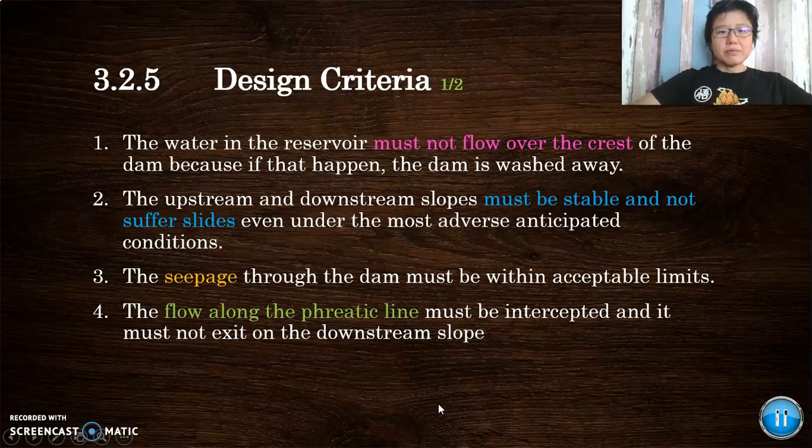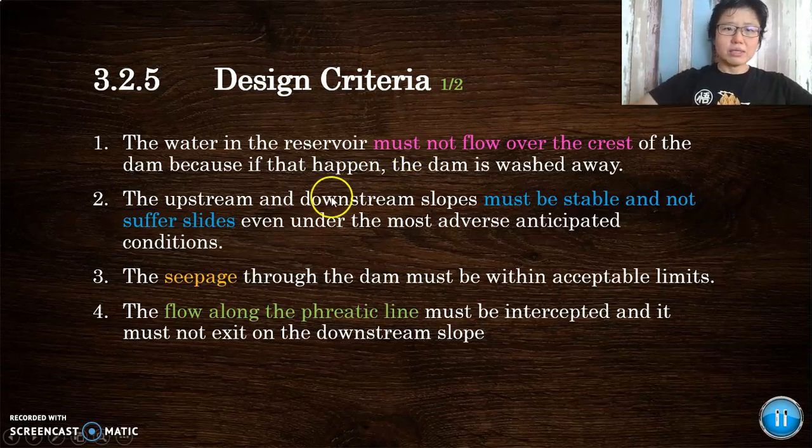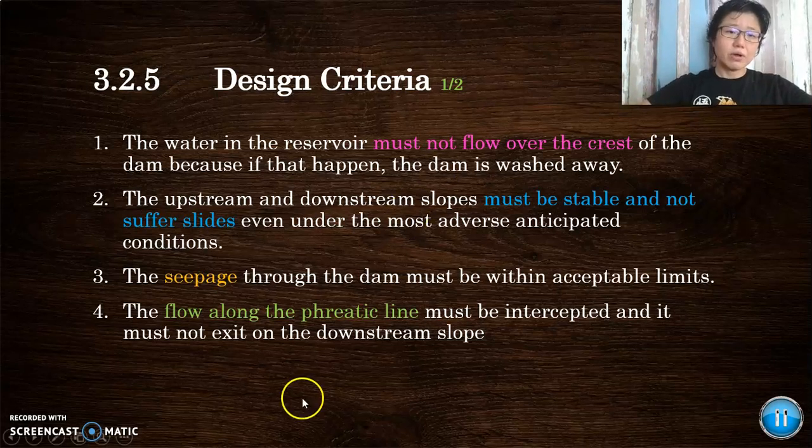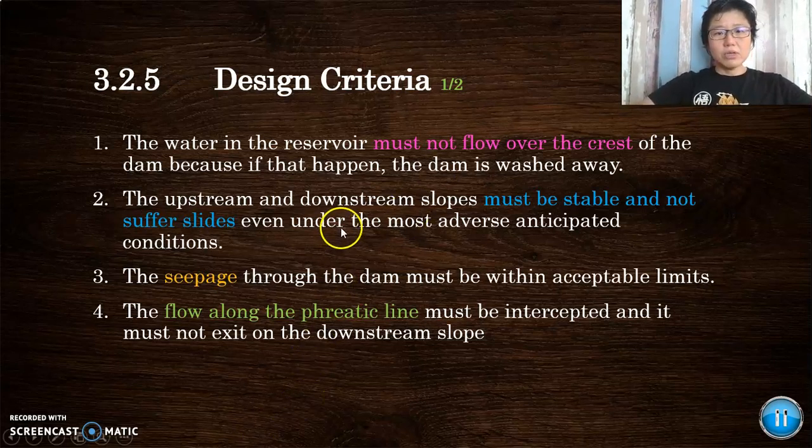These design criteria we're talking about here, there are several when you want to have an earth dam that is safe. Number one, obviously, the water should not flow over the crest. There should be no overtopping. It should be designed in such a way that the water level will never go over the top of your earth dam. Number two, both the slopes of your upstream and downstream must be stable, and they shouldn't suffer slope failure like sliding. Okay. Number three, seepage must be within acceptable limit.